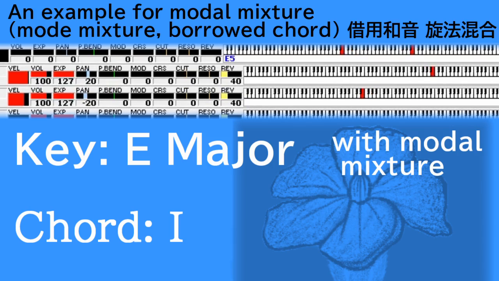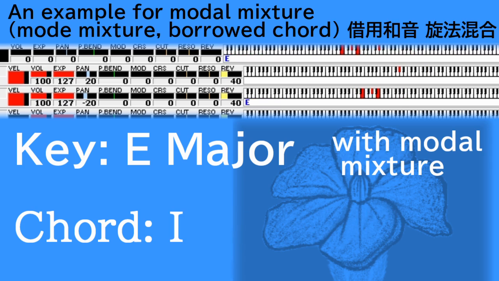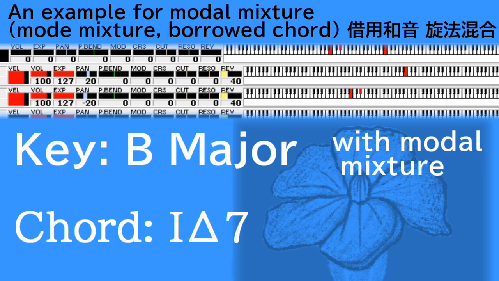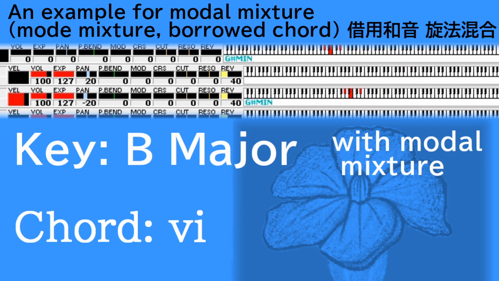An example for modal mixture, or borrowed chord. "Floral Funeral." The musical key of the composition is E major and modulated to B major. When it is in E major, the part has chromatic chords, such as the flat 7th major triad, that is D major triad. In the same manner, the part in B major has the flat 7th major 7th.